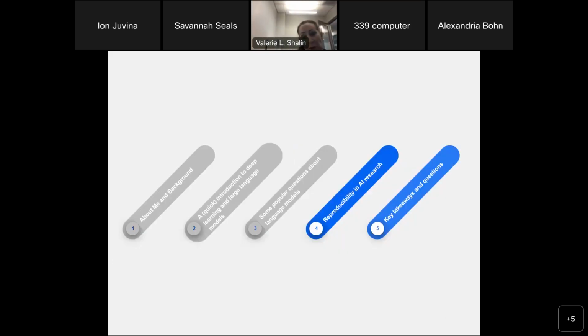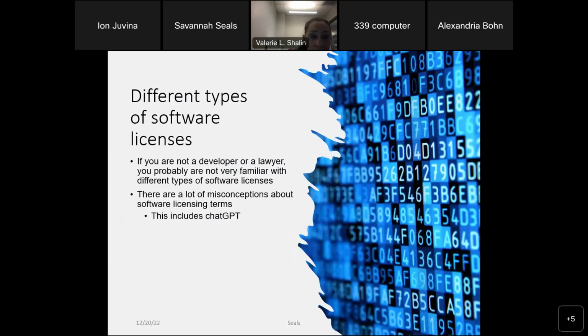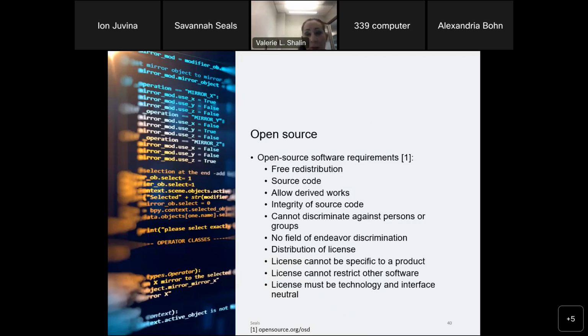All right, so next I'm going to chat a little bit about reproducibility in AI research. I'm going to start out with a little bit about software licenses. If you're not a software developer or a lawyer, you've probably seen a lot of different software licenses, but you might not really be familiar with their terms. There are a lot of misconceptions about software licenses in general, and these also extend to models like ChatGPT. Open source software is software that complies with all of these requirements. It's free to redistribute, you have the source code, you can make derived works, and there are integrity requirements. You can't discriminate against people, and you can't have field discrimination, so you can't say you can't use this for genetics research, right? You have to distribute the license.